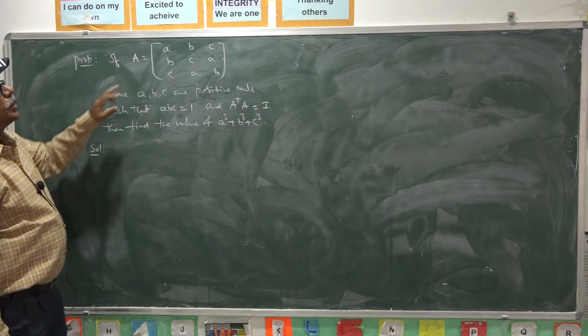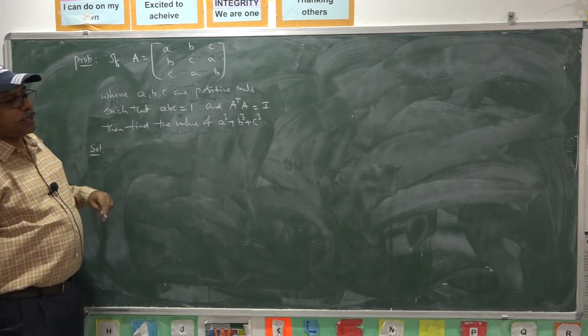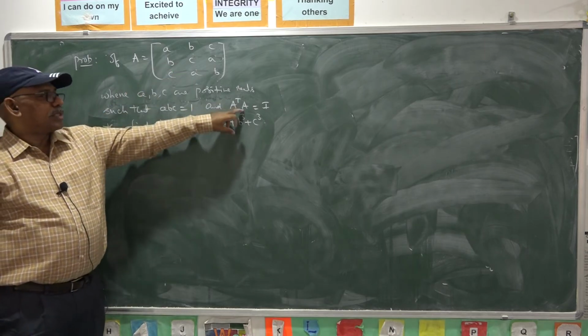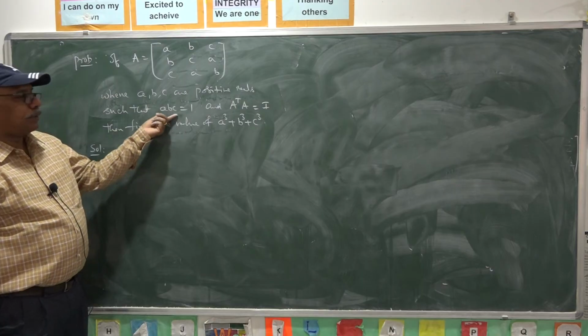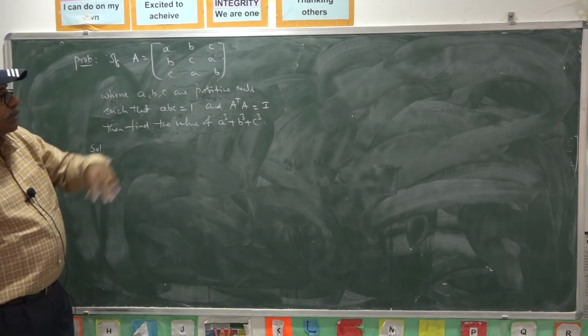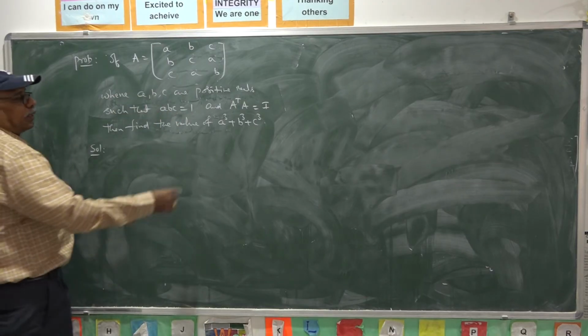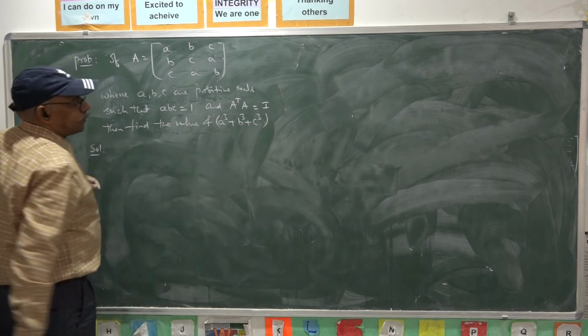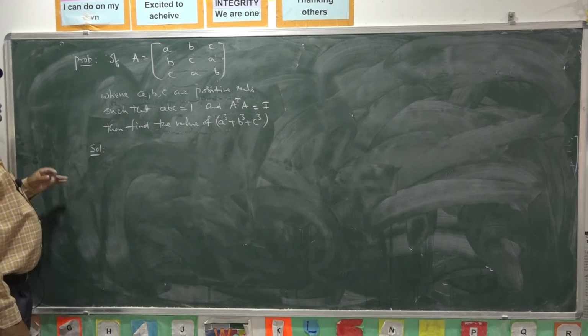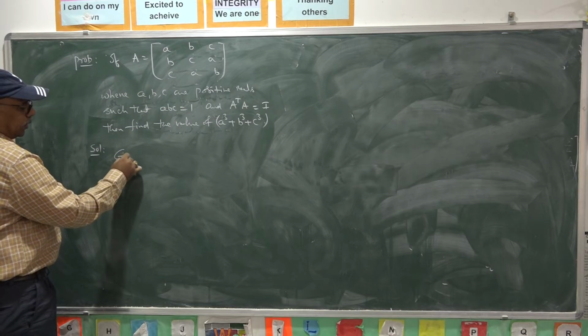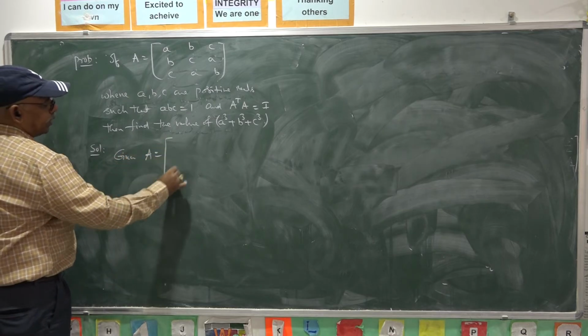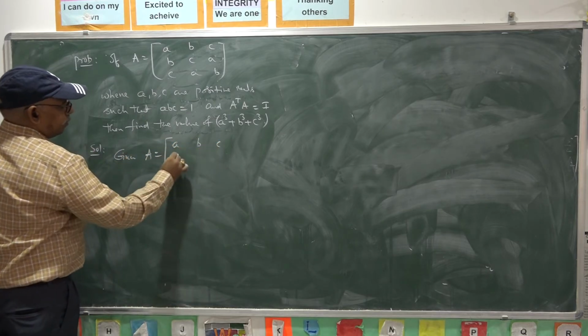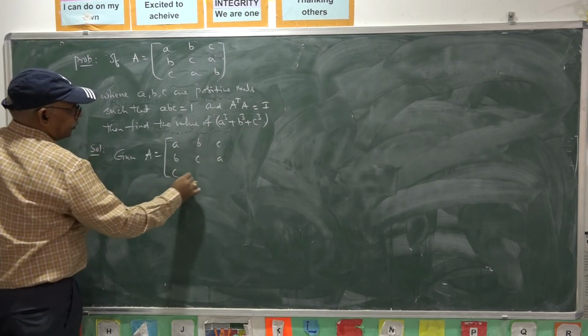Given the square matrix A is [A, B, C; B, C, A; C, A, B], and again A transpose into A equal to I, and given ABC equal to 1 where A, B, C are positive reals, then you have to find the value of A cube plus B cube plus C cube.